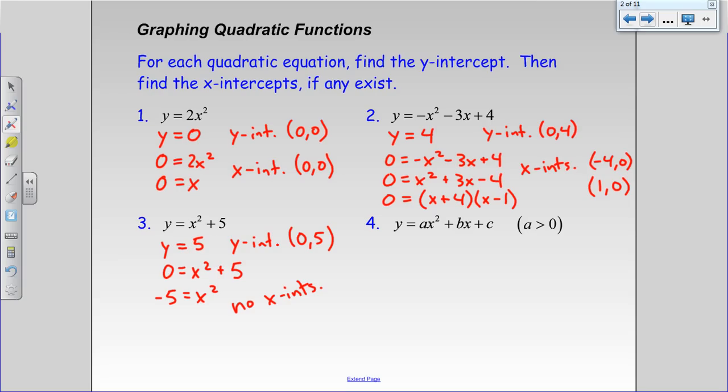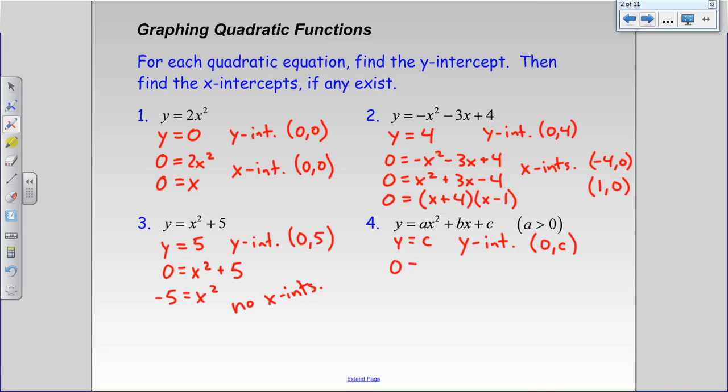Finally, let's look at a general form for the quadratic equation, the quadratic function, y equals ax squared plus bx plus c. And we'll assume that a is greater than 0 so that we can use the quadratic formula. In order to find the y-intercept, we again let x be 0, and the first two terms of the quadratic equation disappear, so we have y equals c. This means that for any quadratic equation written in standard form like this, the y-intercept is always the point 0, c.